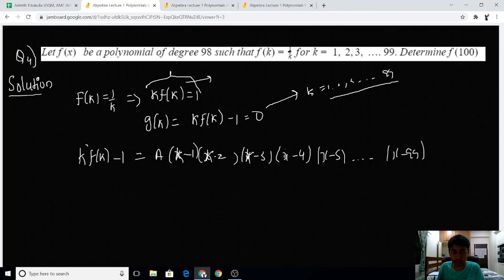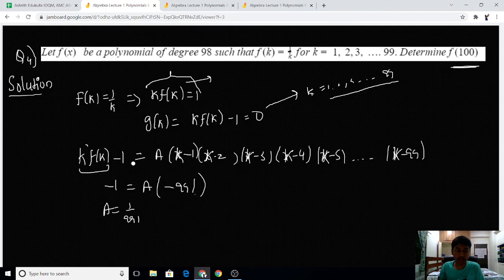Now put k equals to 0. In functional equations and polynomials, remember three values: 0, 1 and minus 1. These three values are going to help you a lot. So if you put k equals to 0, this part becomes 0. I get minus 1 equals a into minus 99 factorial. So it's minus 1 into minus 2 into minus 3 up to minus 99, which is minus 99 factorial. So a equals 1 by 99 factorial, and they're asking us f of 100.